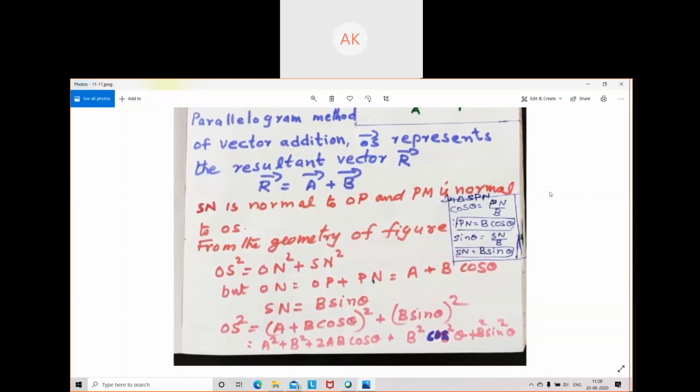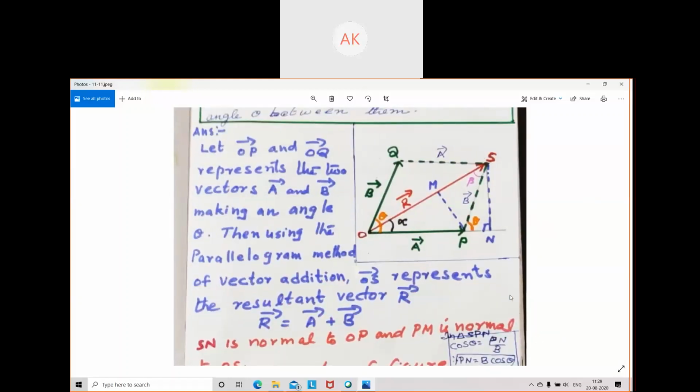And then what is SN? SN square, no change. What is ON? ON is the sum of these two, OP plus PN. PN we don't know, OP we know, its magnitude is A. But PN we don't know. How will you find PN? There is a method. If the angle between A and B is theta, this angle also will be theta, because this is vector A extended and this is vector B.